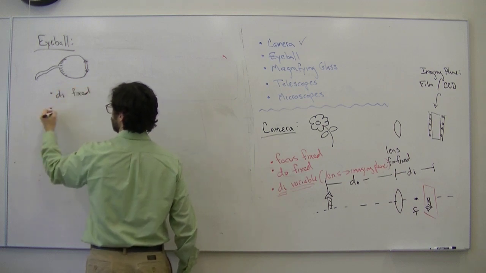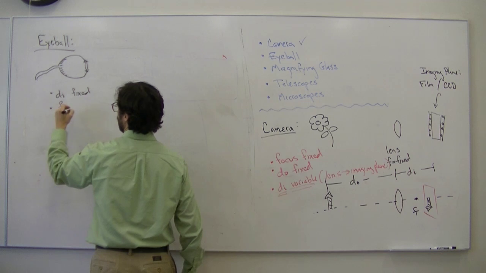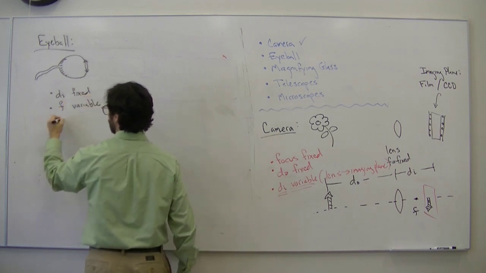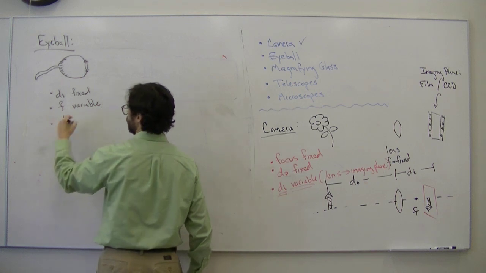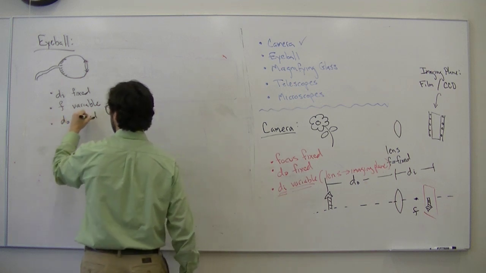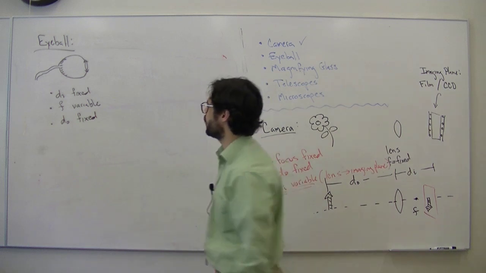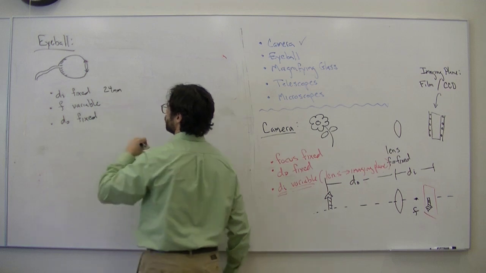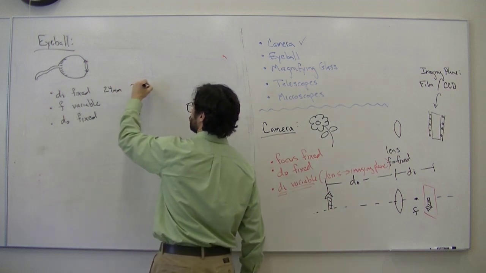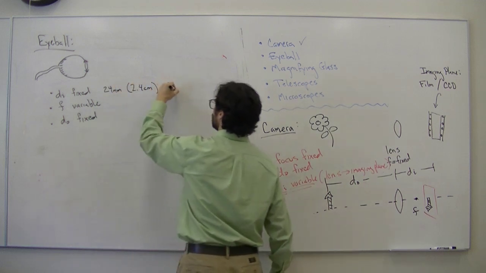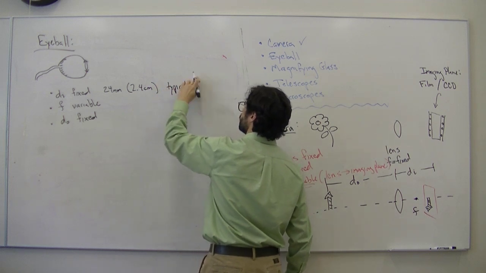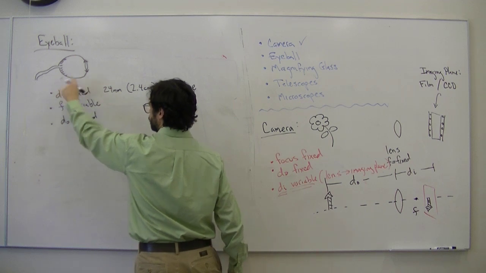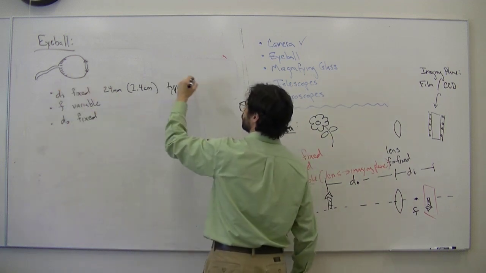So opposite to a camera in some sense. F is variable, and let's say you want to look at something and you can't encourage it to move, this would be essentially fixed. Okay. And as a rule of thumb for most of us, this is about 24 millimeters or 2.4 centimeters. So that's the typical eyeball length from the lens to the back, the retina.